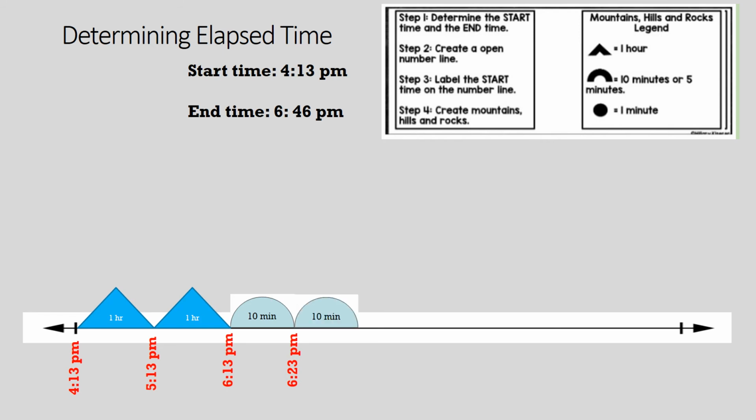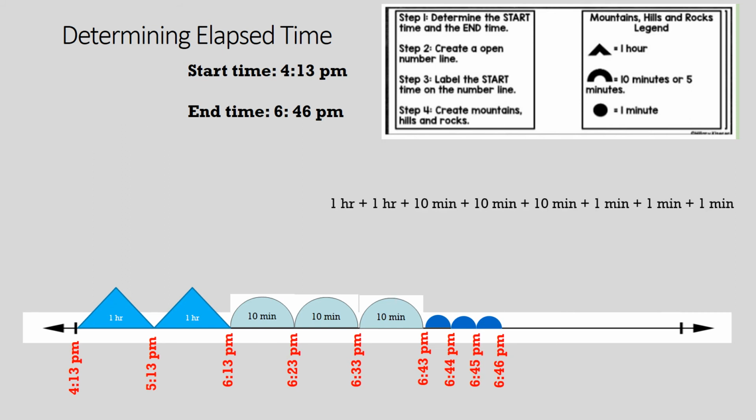23 plus 10 would be 6:33 p.m., still before my end time. 6:33 plus 10 would be 6:43, still before my end time. Now I have to get from 6:43 to 6:46. I'm going to use a rock to 6:44, another rock to 6:45, and a third rock to 6:46. Then remember, our next step, you have to add up your times.